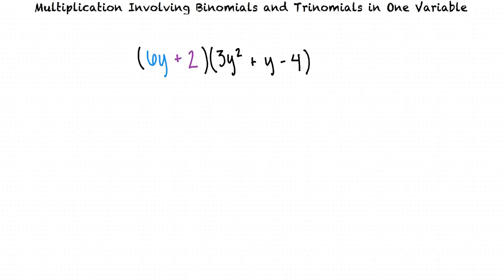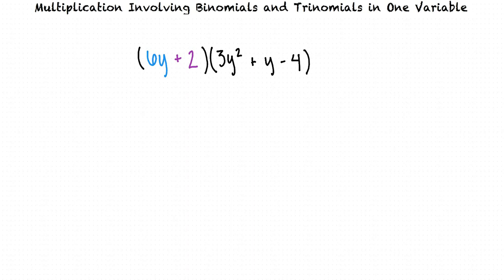This video will cover the topic, multiplication involving binomials and trinomials in one variable. This topic relies heavily on distribution, where we will multiply each term of one polynomial by each term of the other polynomial. Let's dive right in and look at an example. Here we have the quantity 6y plus 2 times the quantity 3y squared plus y minus 4.